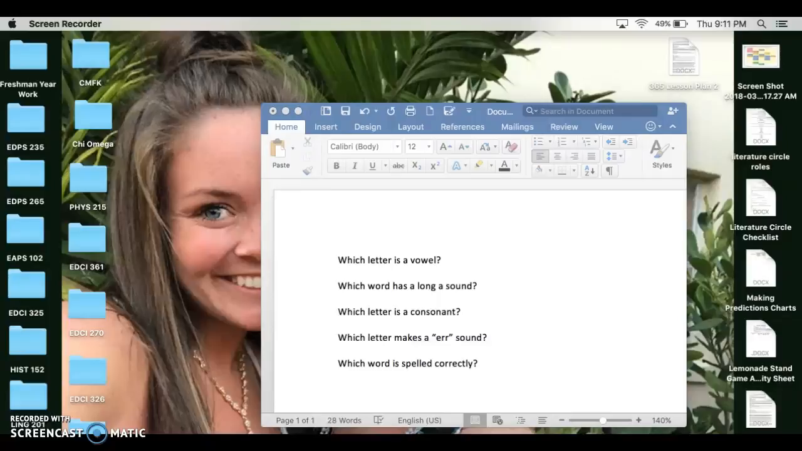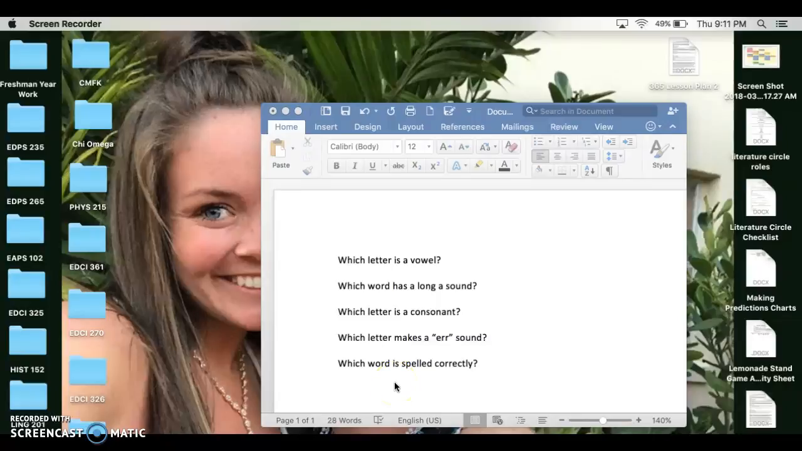So my questions are: which letter is a vowel? Which word has a long A sound? Which letter is a consonant? Which letter makes an sound, and which word is spelled correctly? And so when I got to the application, I entered those questions along with my answer options that I wanted.